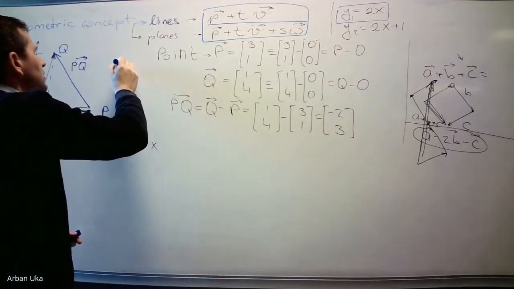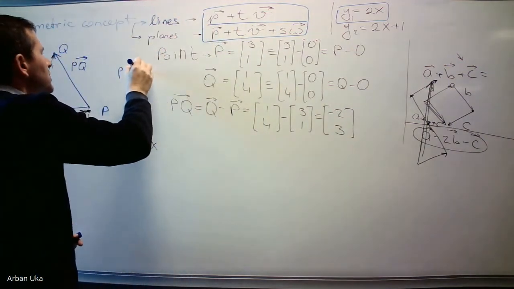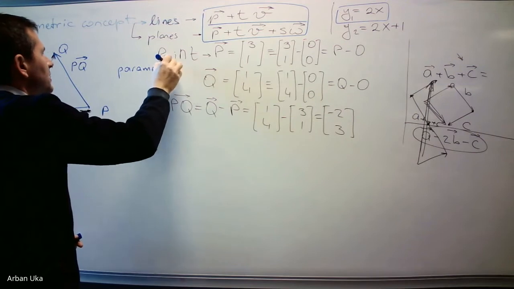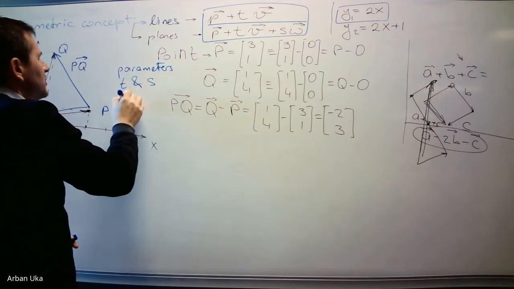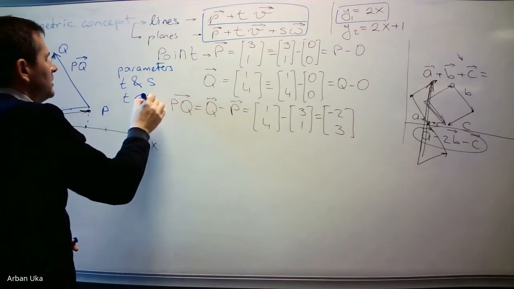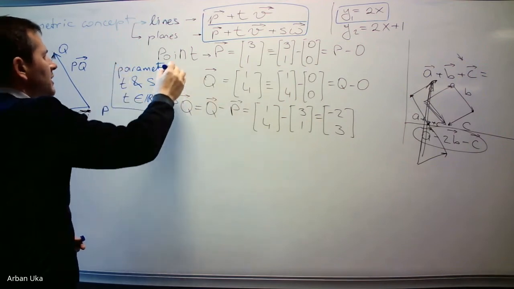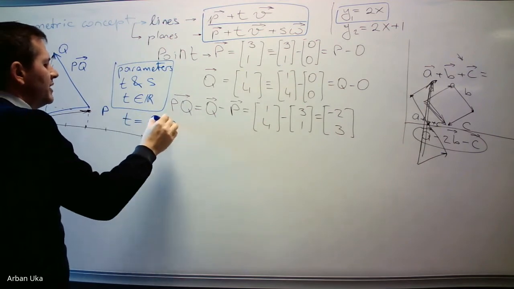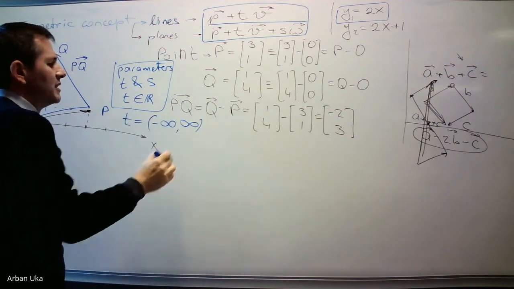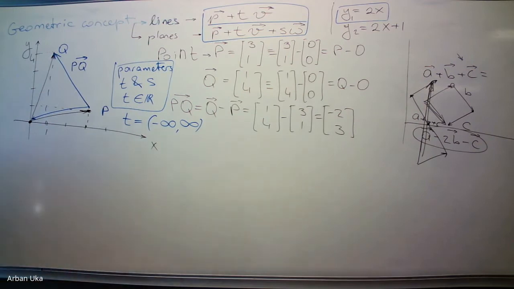So this is parameterized. We are using parameters such as t and s, okay? Where t is any real number. What is a real number? A real number means that t is a number from minus infinity to plus infinity, including the 0. Okay, so I mean it's any number. These are the real numbers.